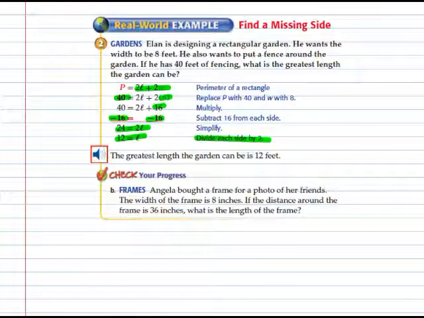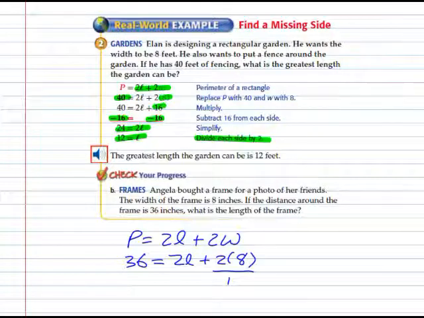Angela bought a frame for a photo of her friends. The width of the frame is 8 inches. If the distance around the frame is 36 inches, what is the length of the frame? So we'll use our same formula that we used before. Perimeter equals 2 times the length plus 2 times the width. Our perimeter is 36. In this case, we don't know the length, but we do know the width.